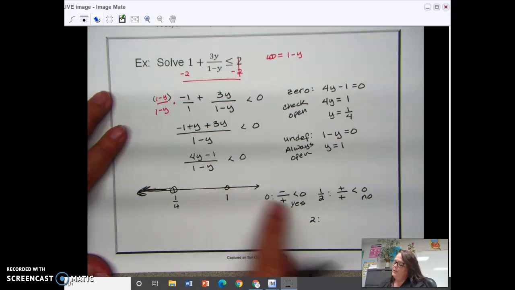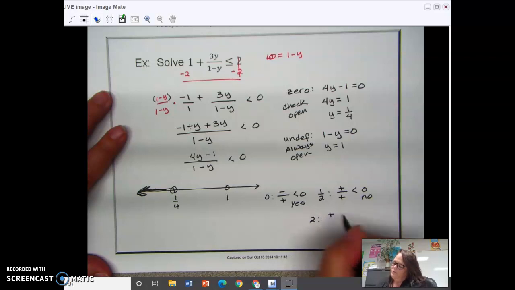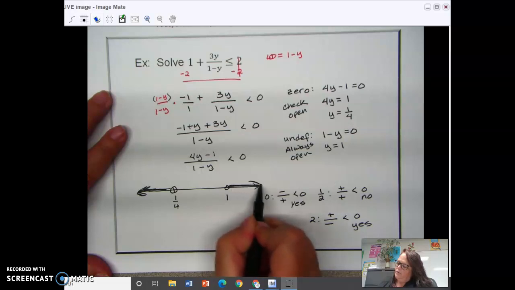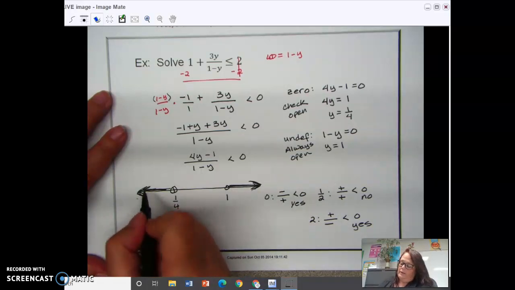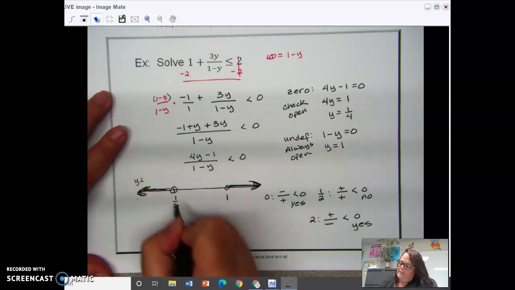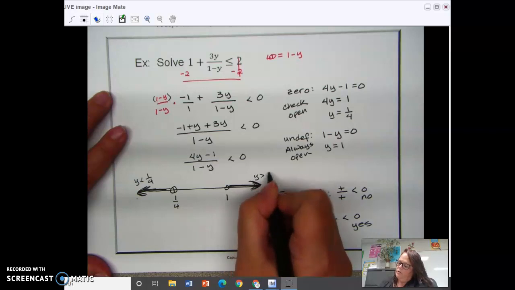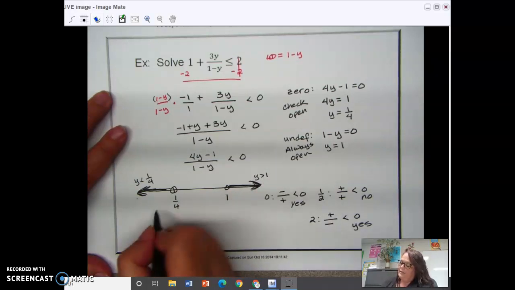Then if I test a point to the right, like the number 2, we get 8 minus 1 is positive, and 1 minus 2 is negative, and a positive divided by a negative is negative, so that is less than 0. So we would shade to the right of the positive 1. So again, using this inequality, these are where my y values are less than 1/4. And using this inequality, these are where my y values are greater than 1. And nobody has a closed circle, so I would leave it like that.